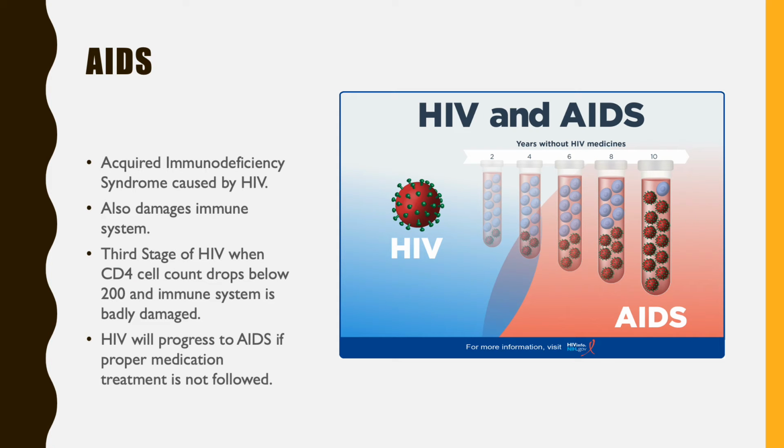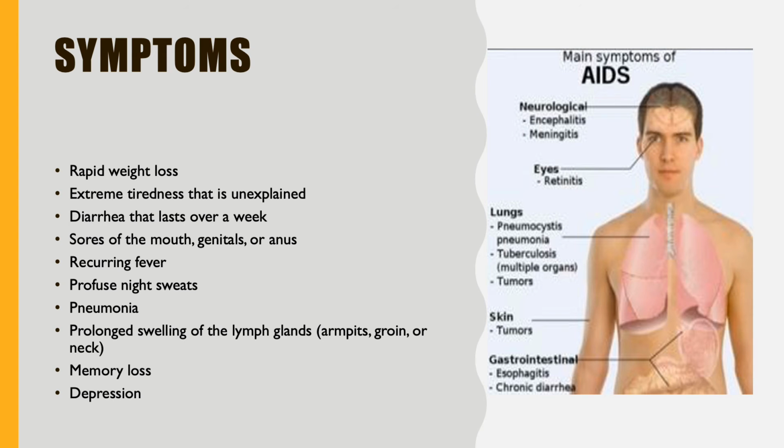AIDS is the acquired immunodeficiency syndrome caused by HIV. This also damages the immune system. The third stage of HIV is AIDS when the CD4 cell count drops below 200 and the immune system is badly damaged. HIV will progress to AIDS if proper medication treatment is not followed as directed. The disease mechanism for AIDS is the same as HIV, as it is just a prolonged result of living with untreated HIV.